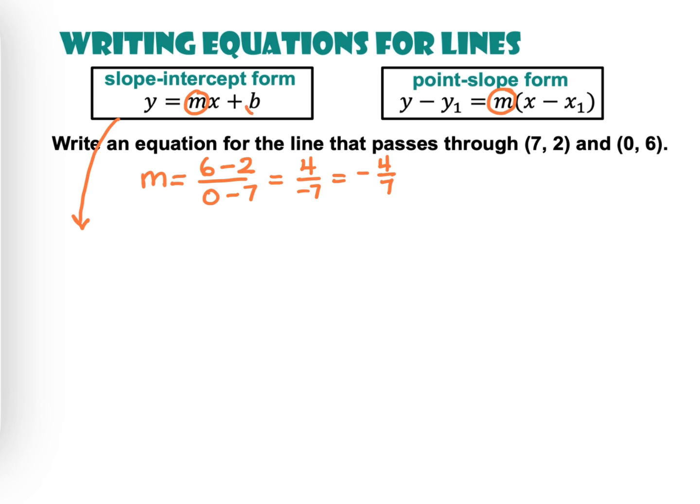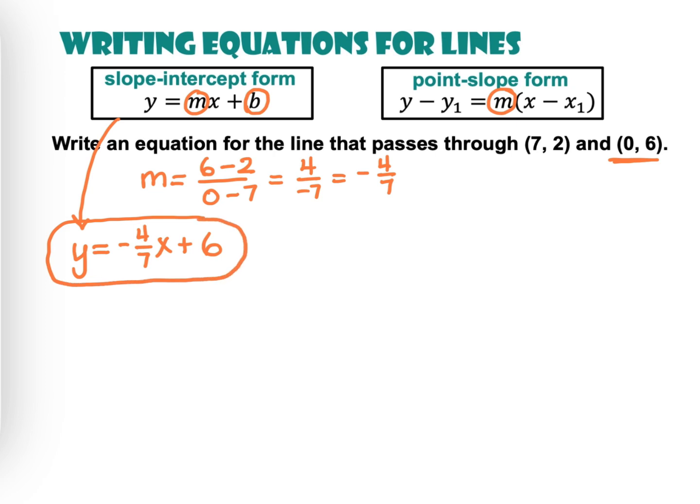Well, in order to finish this problem, we would need to know what b is. So what we're going to do, oh wait, I think we know what b is, don't we? Isn't (0, 6) a y-intercept? It is. (0, 6) is on the y-axis. So if we were really clever, we could just write that down and be done.